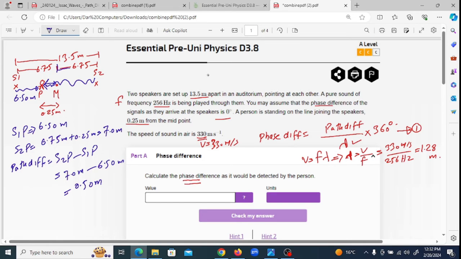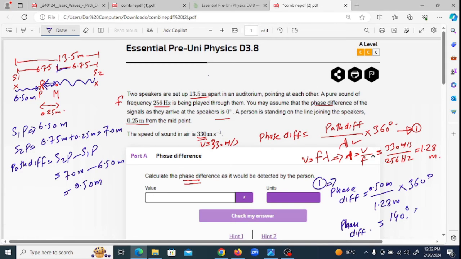So we just use equation 1 to find the phase difference. The path difference is 0.50 meters, divided by the wavelength of 1.28 meters, multiplied by 360 degrees. So we get the answer, which is equal to 140 degrees. So this is the phase difference.